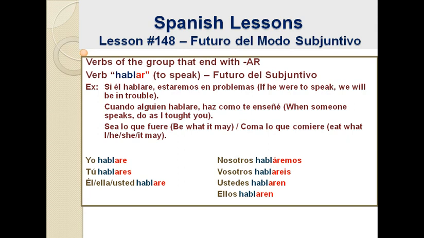Yo hablare. Tú hablares. Él hablare. Or ella hablare. Or usted hablare. Nosotros hablaremos. Vosotros hablareis. Ustedes hablaren. Ellos hablaren.